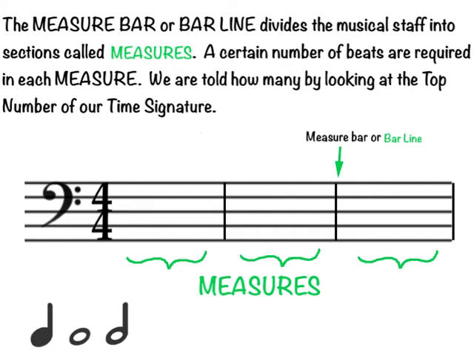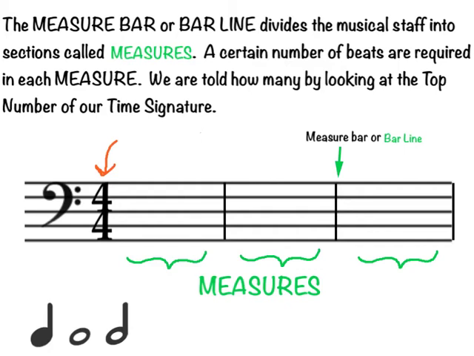The measure bar or bar line divides the musical staff into sections called measures. This is a bar line, this is a bar line, and this is a bar line. The space in between the bar lines is called a measure. This is where you put the notes that are to be played or sung. A certain number of beats are required in each measure. We are told how many by looking at the top number of our time signature.